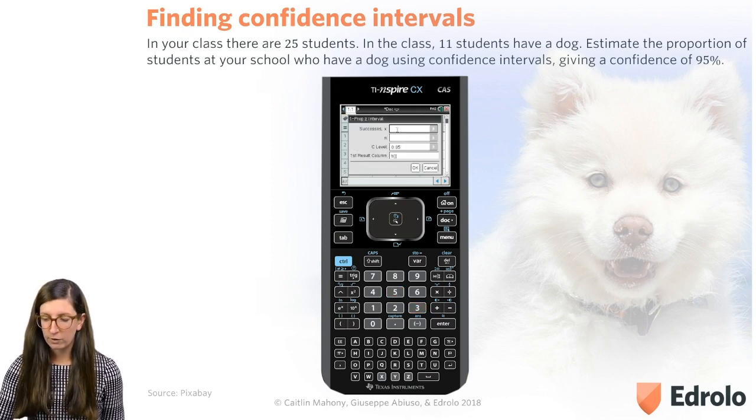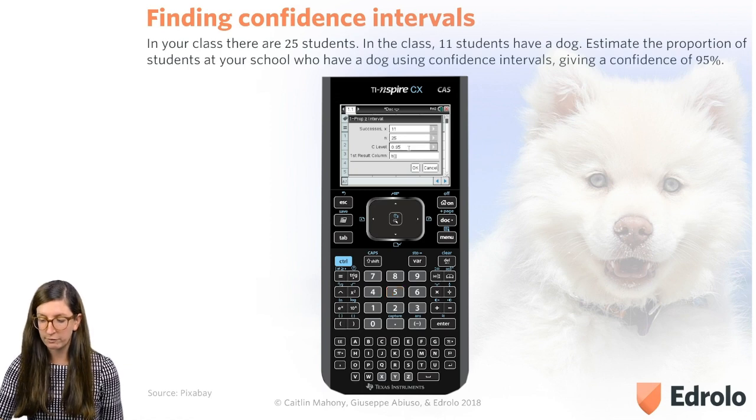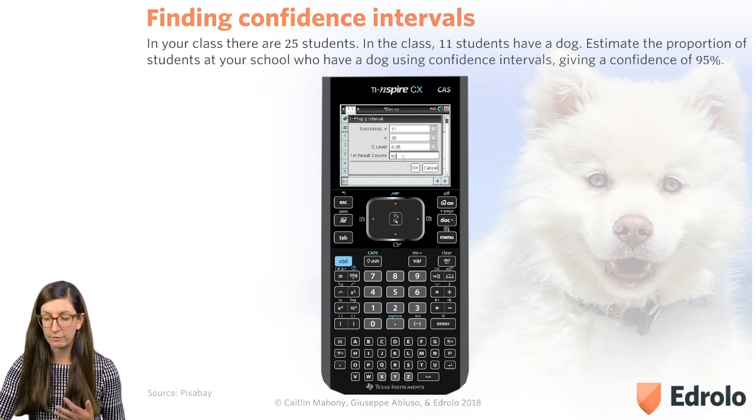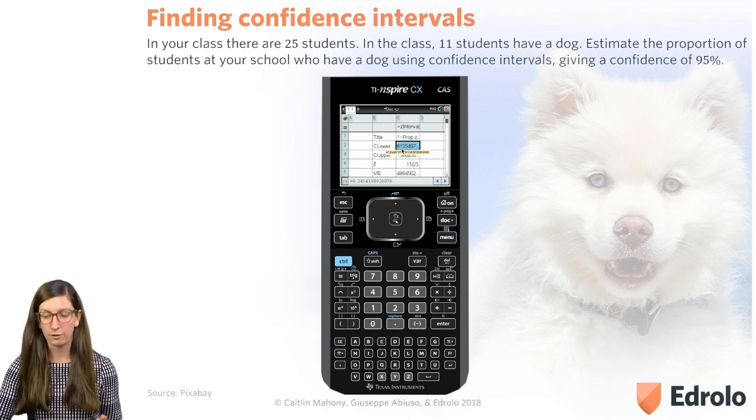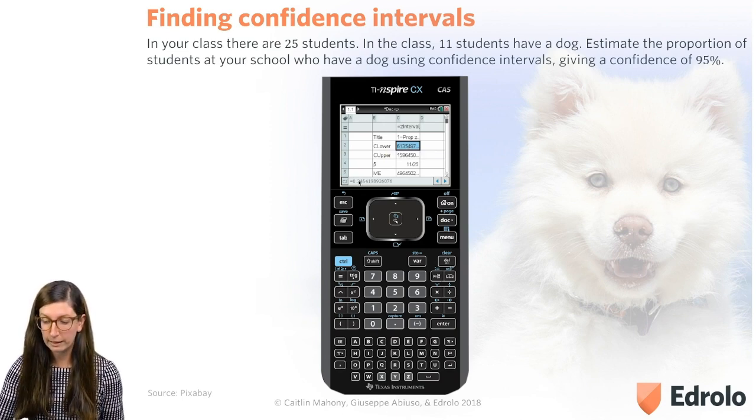Okay, so what's the number of successes? In your class, you have 11 successes, 11 people with dogs, out of n, which is 25. We want a confidence level of 0.95. That's already been told, and our first result column we'll leave as that. So we press OK, and then we can read out our values. When we click on it here, we can see the value printed out in the bottom here in the grey area.